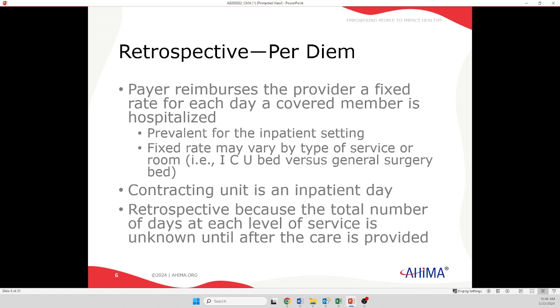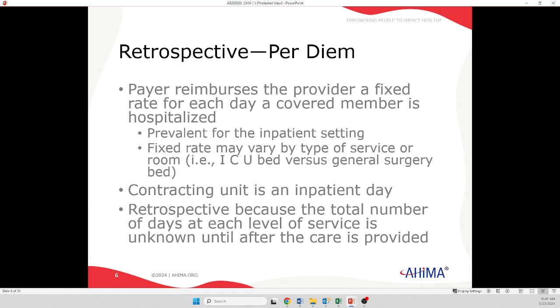The last retrospective is our per diem. Per diem means per day. CMS uses this for inpatient psych. And so our contracting unit is the inpatient day. It can also be used in other areas, but it's usually in an inpatient setting.